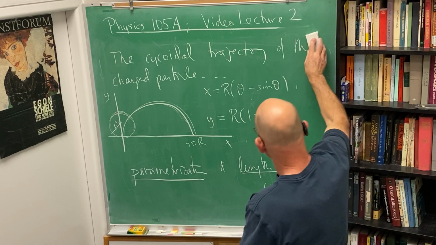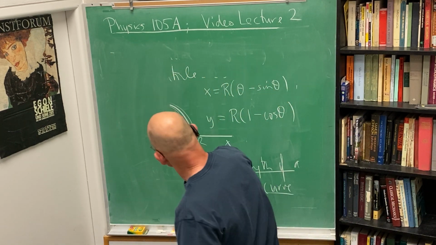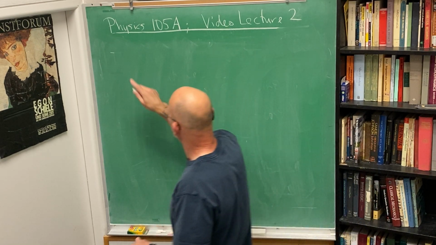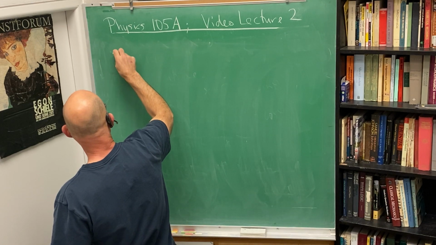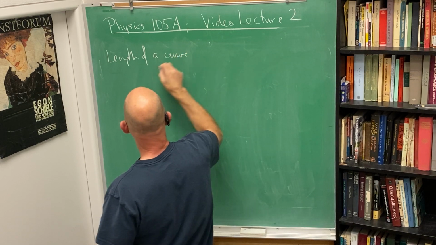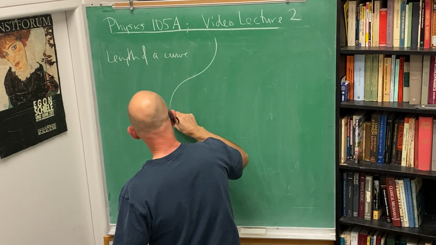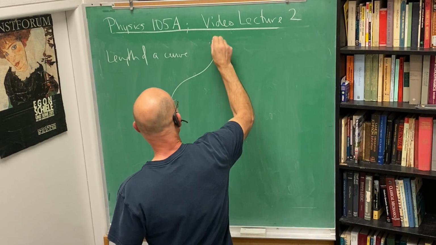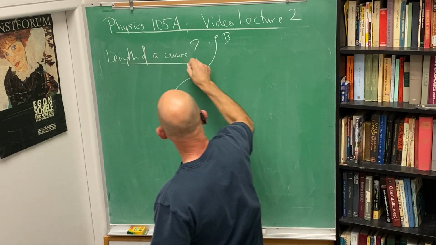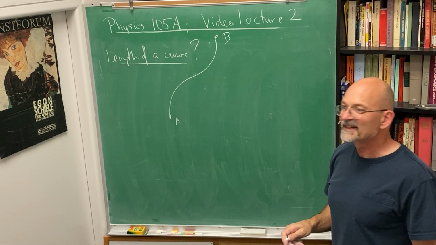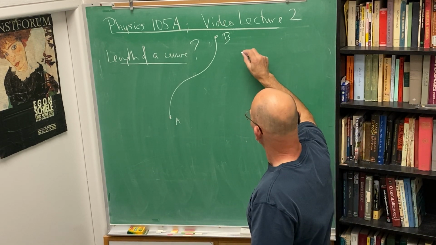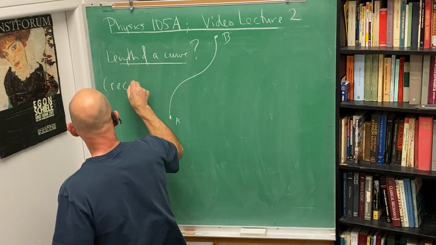Okay, so let's talk about the lengths of a curve. So if you have the parametrization of a curve, then you can obtain the length of a curve. So you've got some curve that goes here from A to B in space. Length of a curve, question mark. Technical term, it's called the rectification of the curve, which means to straighten something out. So rectification.